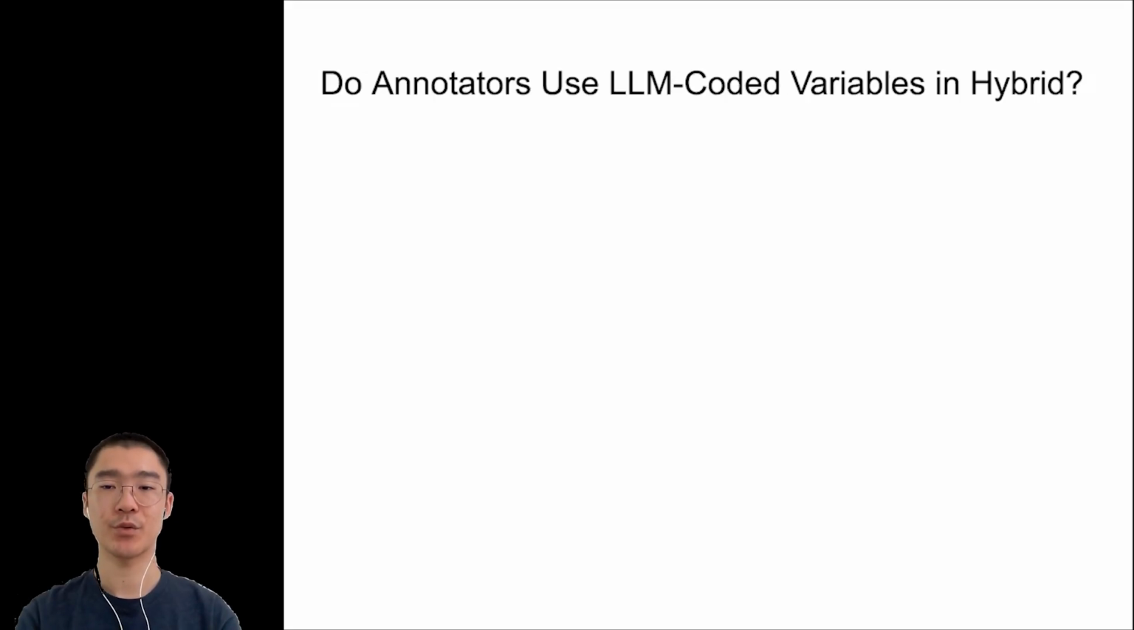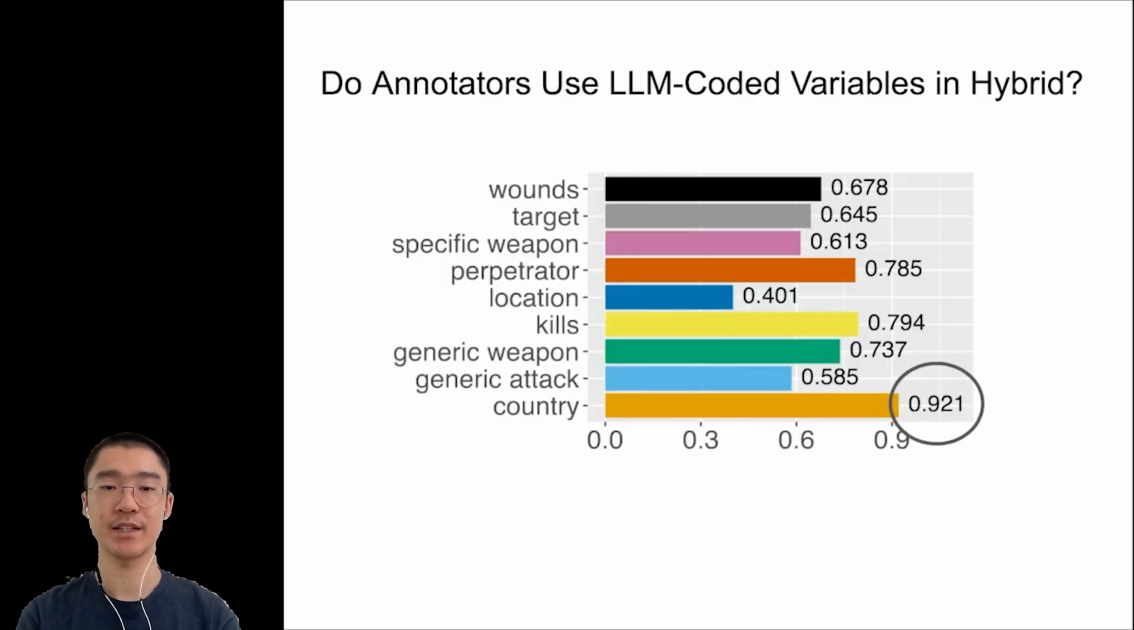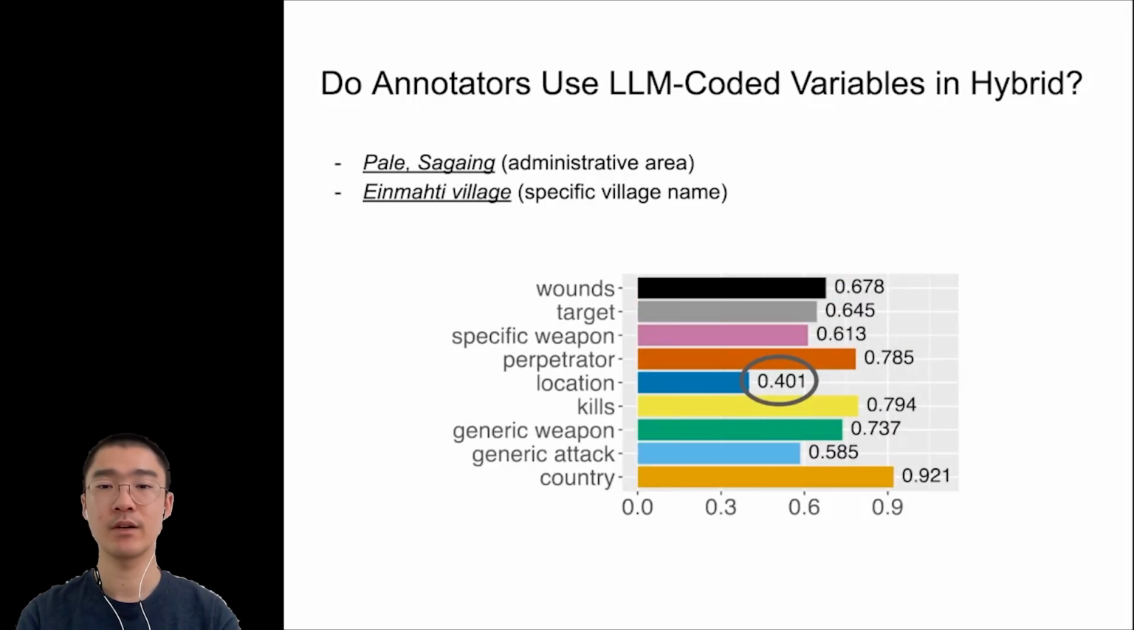Our second research question is, when annotators have access to model-extracted variables, how often do they use them? This varies. The chart shows how frequently annotators select the model-extracted variables. For easy ones like country, models are very helpful. However, for some variables like location, models are not as helpful because they do not know how specific the variables should be.